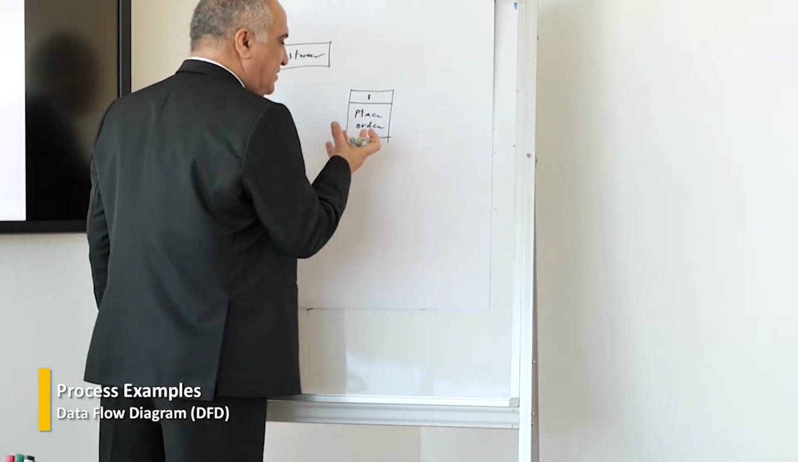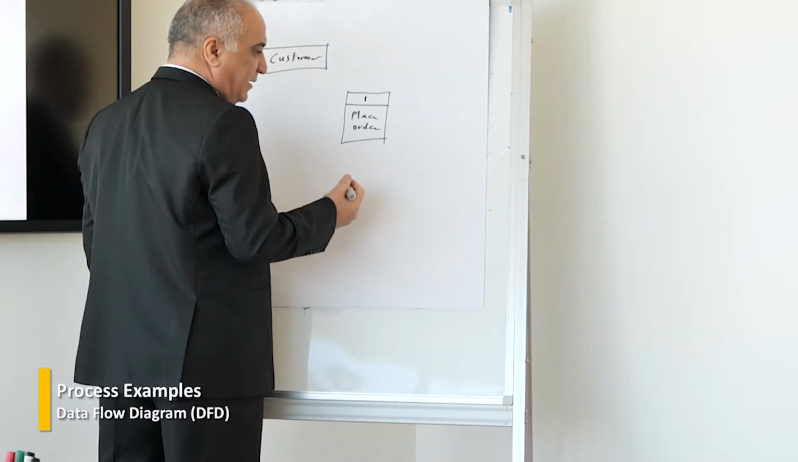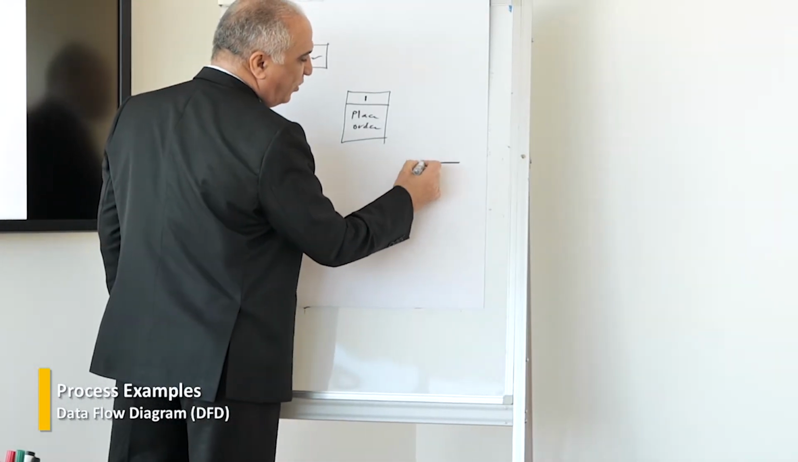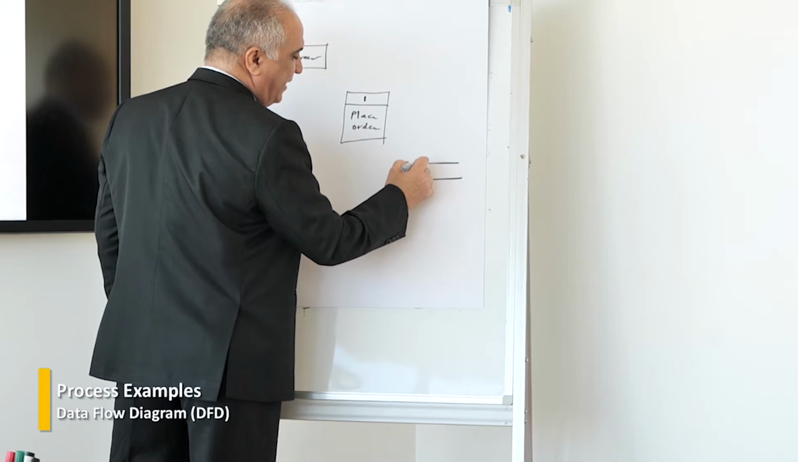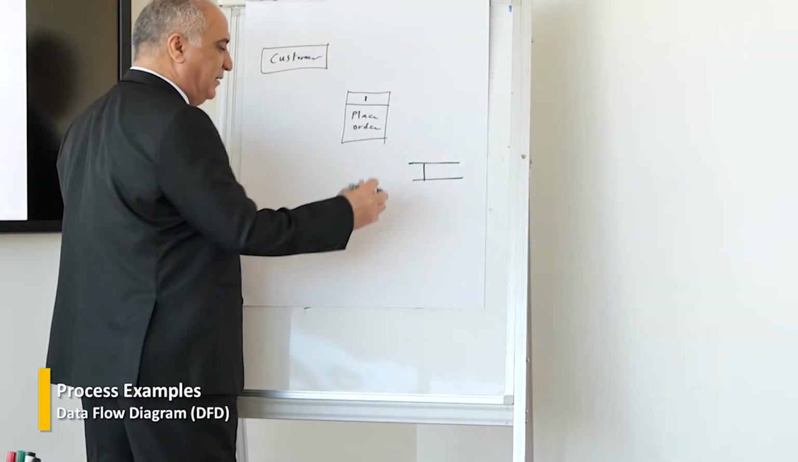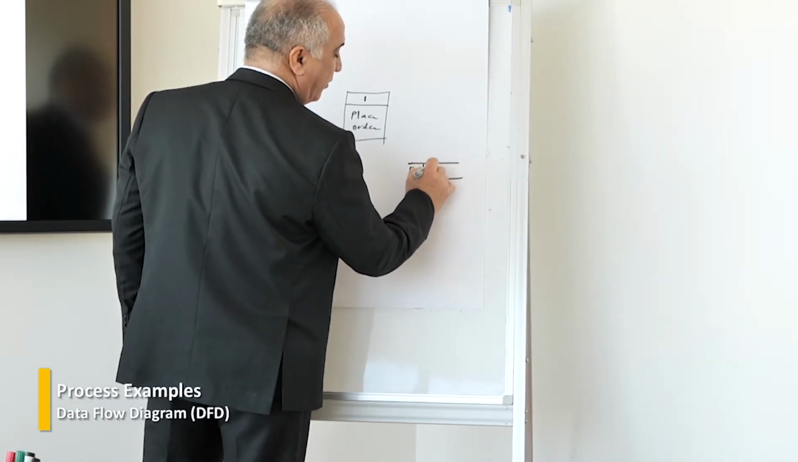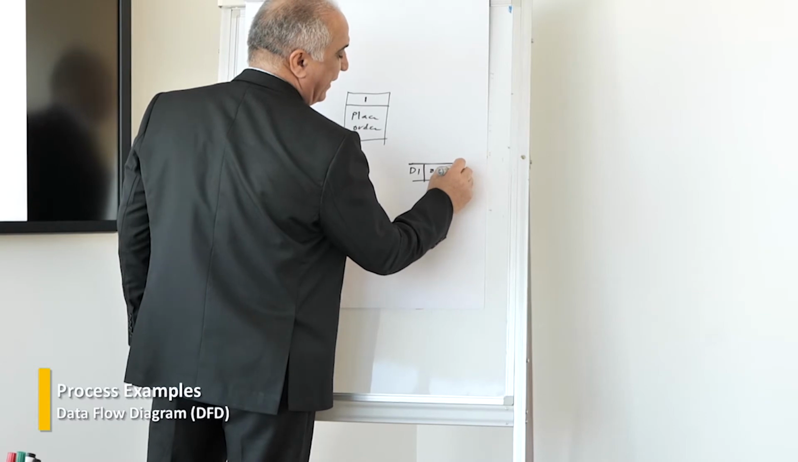And now this process is going to generate data, and that data has to be stored. In this case, we call it a data file. In this case it is D1, and we call it order file.